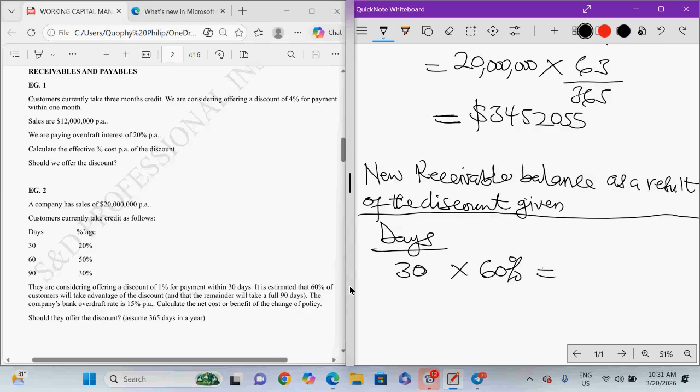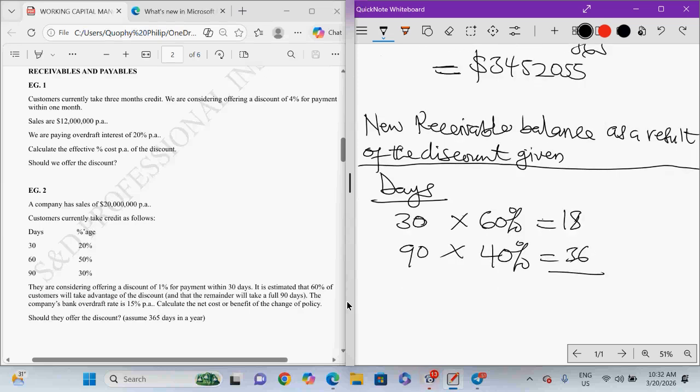18. Is it that you don't have calculators in the class? All right, so now, the remainder will take a full 90 days. The remainder is 40%. They said they will take a full 90 days. So 90 days times the 40% is giving us what? That's 36.